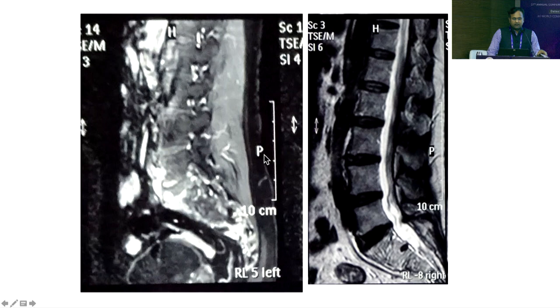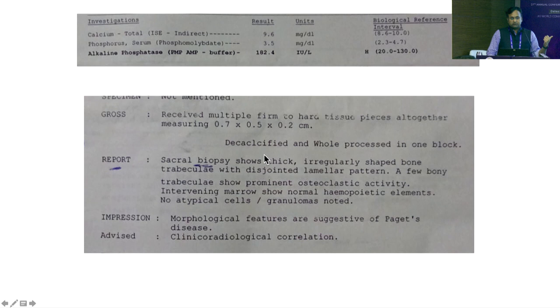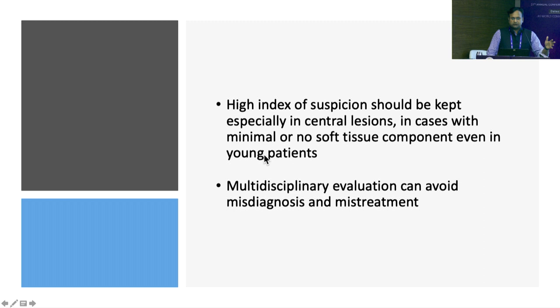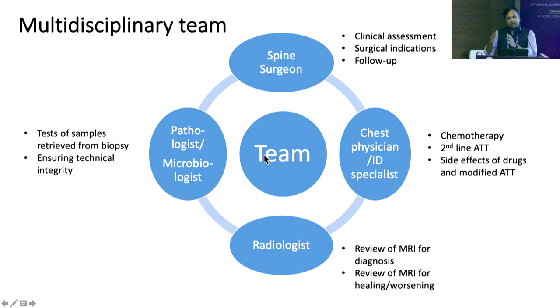Another interesting case of Paget's disease. We looked at the blood reports. The alkaline phosphatase levels were very high, and this was diagnosed as a case of Paget's disease. So there must be a high index of suspicion, especially in the central lesions, and multidisciplinary evaluation, which should consist of a spine surgeon, a chest physician or an infectious disease specialist, pathologist, microbiologist, and a radiologist. They are necessary when you're dealing with this.